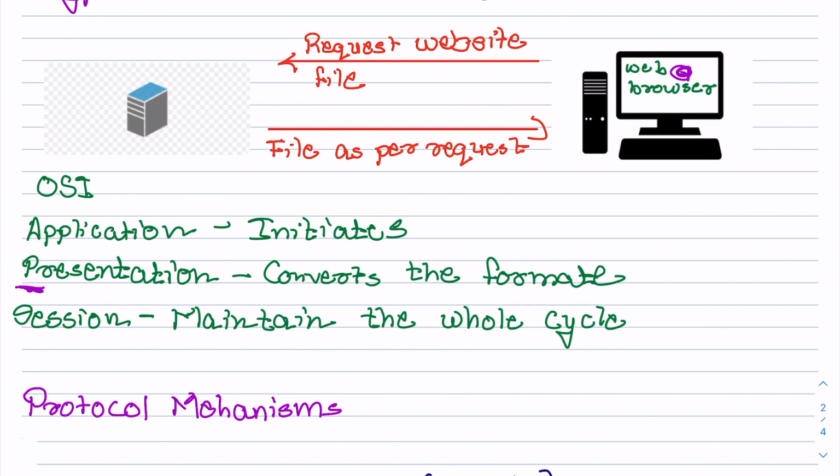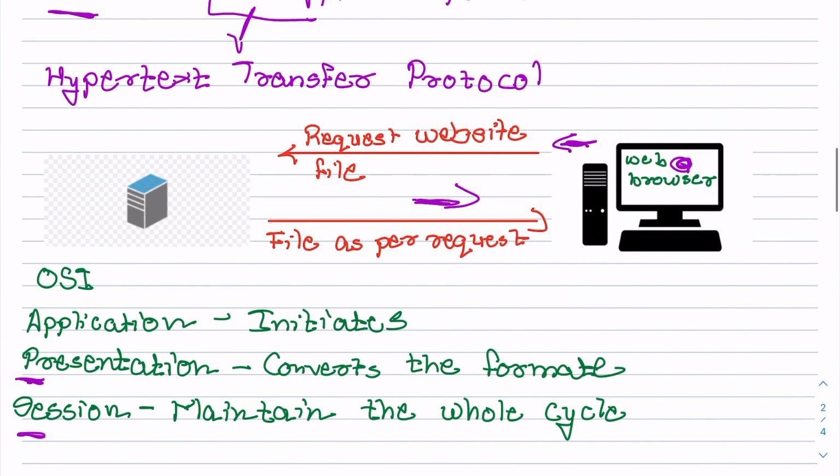Then it comes to the session layer. The session layer is a supervisor, we can say. It supervises the whole cycle of sending the file, receiving the file, and all of that. Basically, the session layer maintains the cycle from initiating the file request to sending the file. So this was an overview of the application layer.